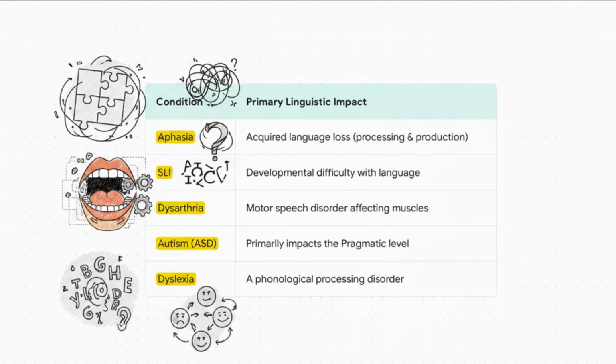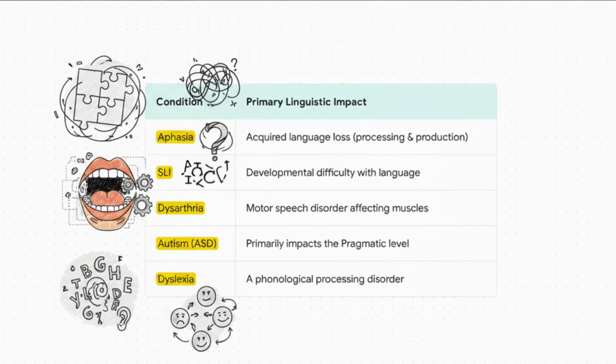This one hits our syntax and semantics tools hard. A person might say, "walk dog," instead of "I will walk the dog." Next is SLI, or specific language impairment. This is a developmental thing, and it mostly messes with grammar. So, syntax and morphology. Then you've got dysarthria.